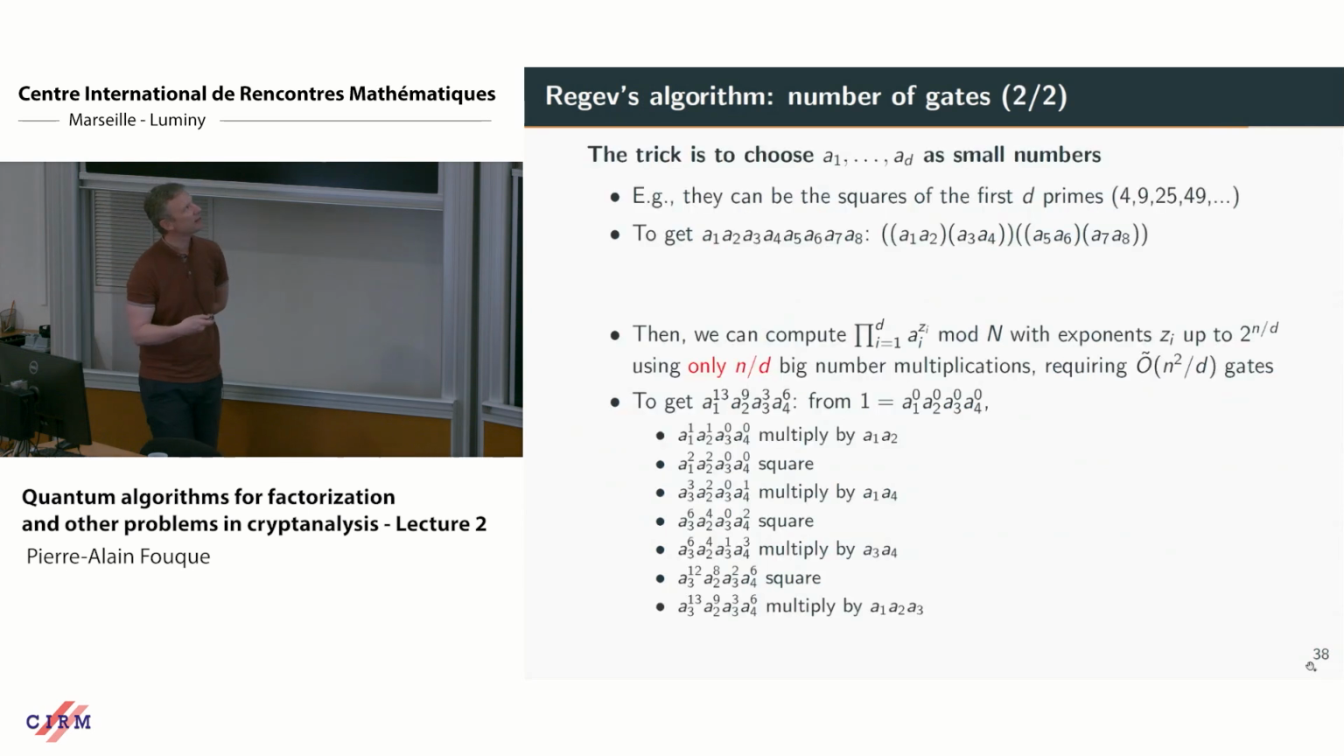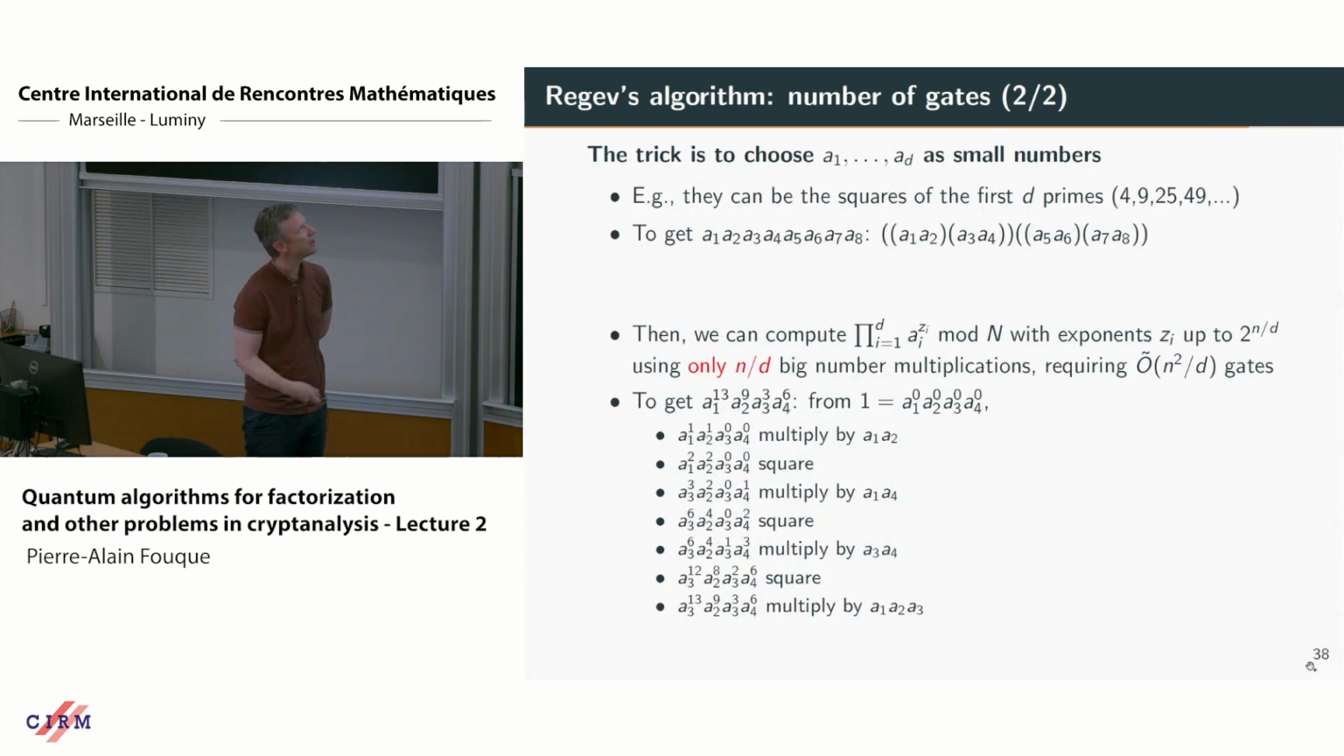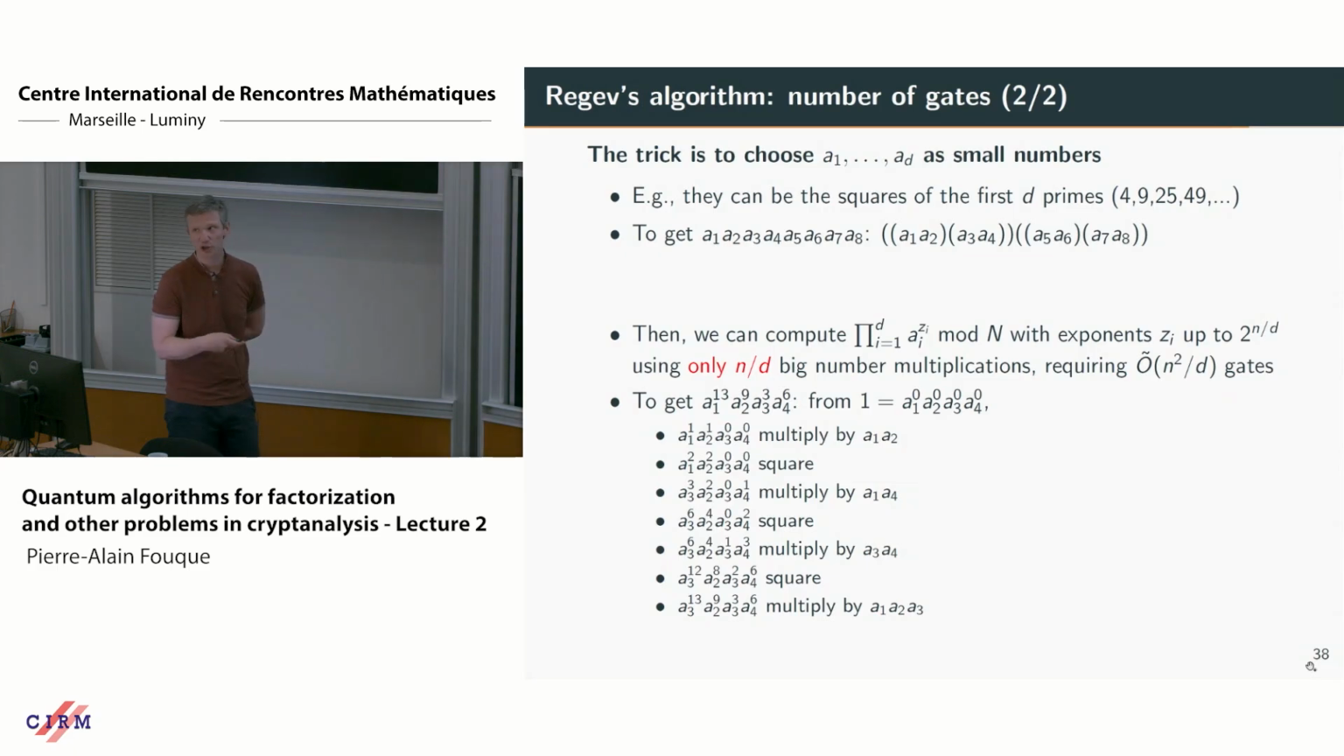The idea, which is well known in cryptography, is that when you have to do this computation, you can do it much more efficiently. The first thing you have to do is begin with the squares of the first primes. So you have 4, 9, 25, 49, etc.